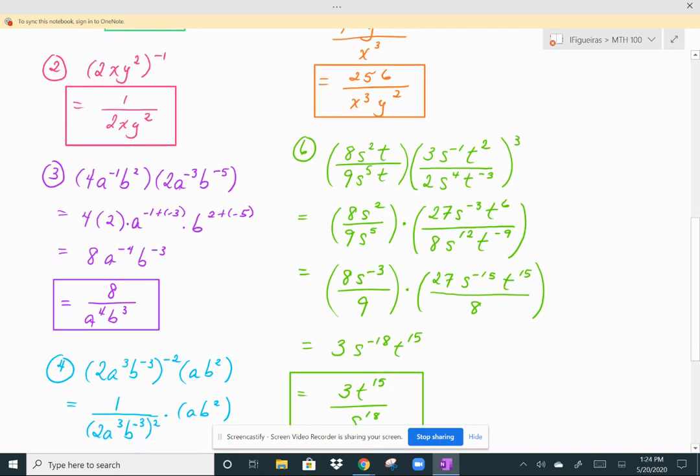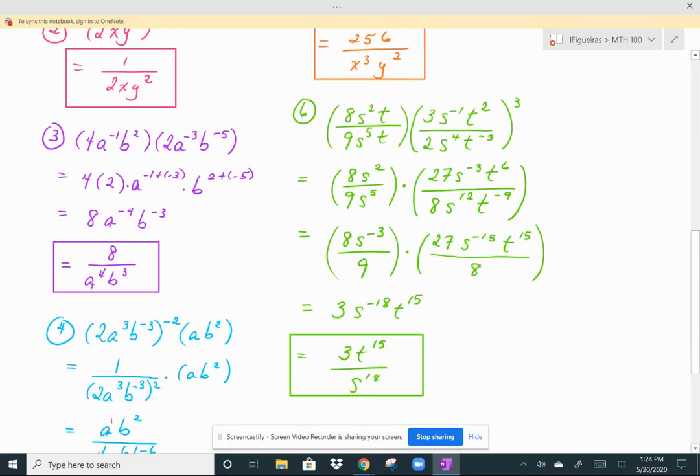This one has a little bit more to it. I have monomials in 4 positions. I have a fraction with a monomial in the numerator and the denominator, and another fraction with a monomial in the numerator and the denominator, but the second fraction is raised to the third power. Okay, so what happens from the first line to the second line?